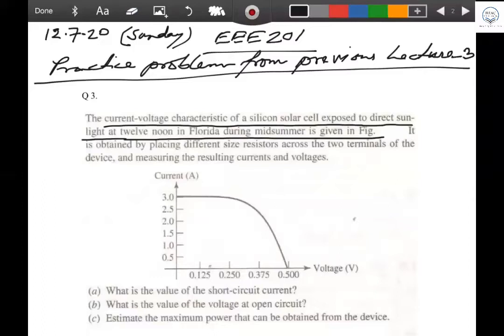So this is the solar PV panel cell characteristic curve, which is the voltage versus current characteristic curve. And how it is formed, it is told here that the characteristic curve is obtained by placing different sizes of resistors across the two terminals of the panel and measuring the resulting current and voltage. Now if you go with this, the idea is like this.